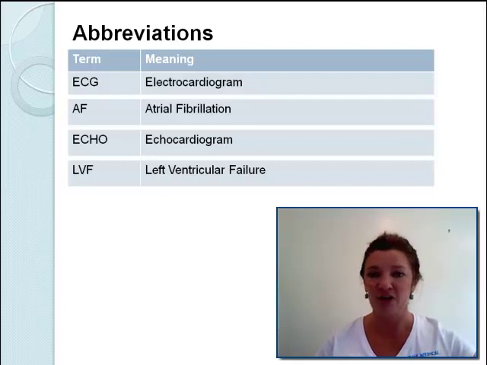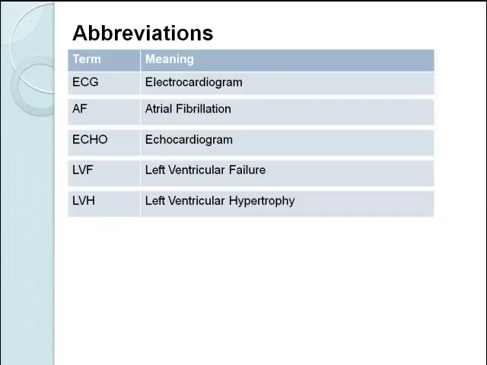And a type of left ventricular failure is LVH, left ventricular hypertrophy, when you have increased size or thickening of the left ventricle, and this actually ends up inhibiting its function. Left ventricular hypertrophy can be associated with high blood pressure, hypertension.